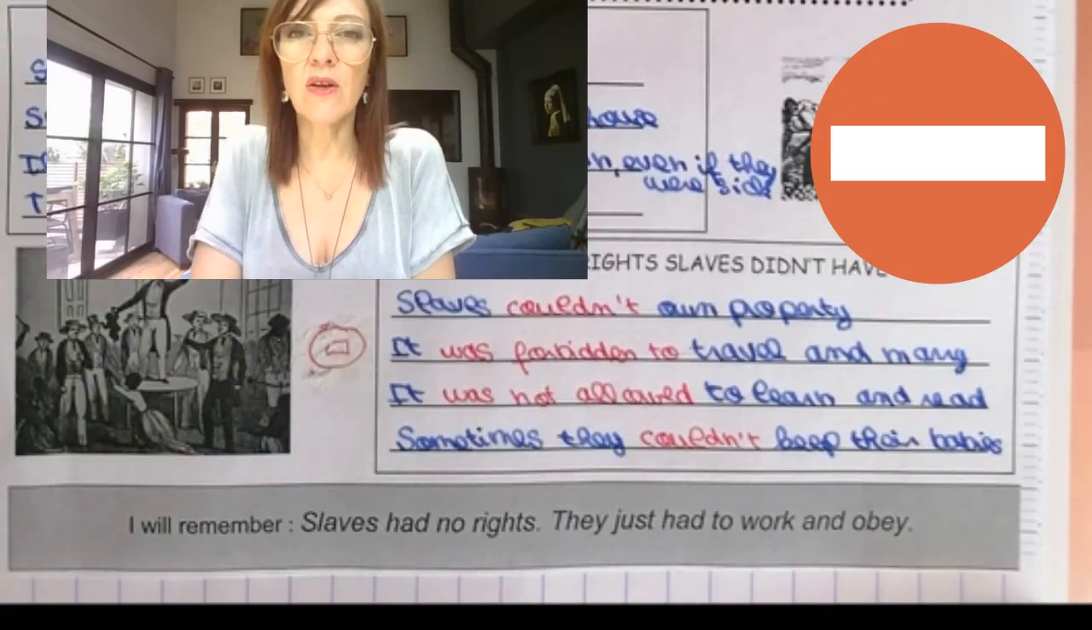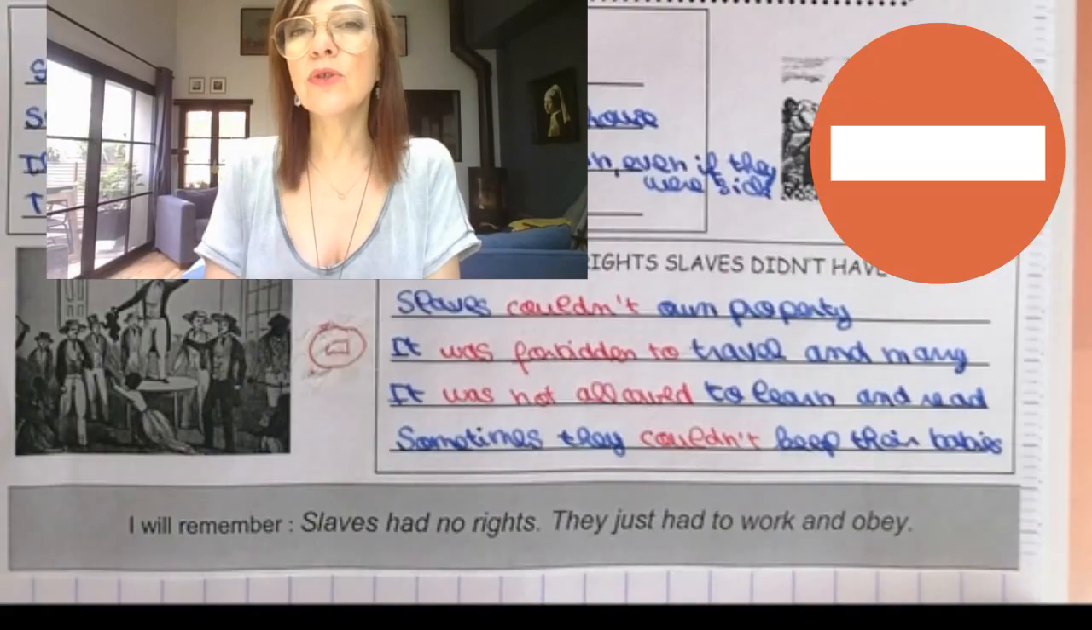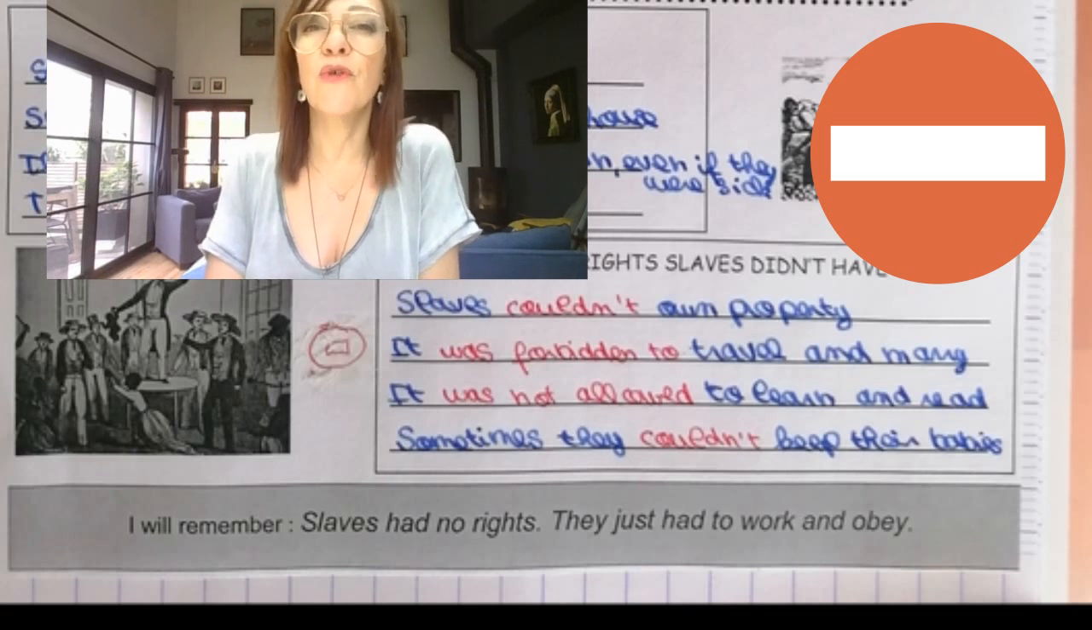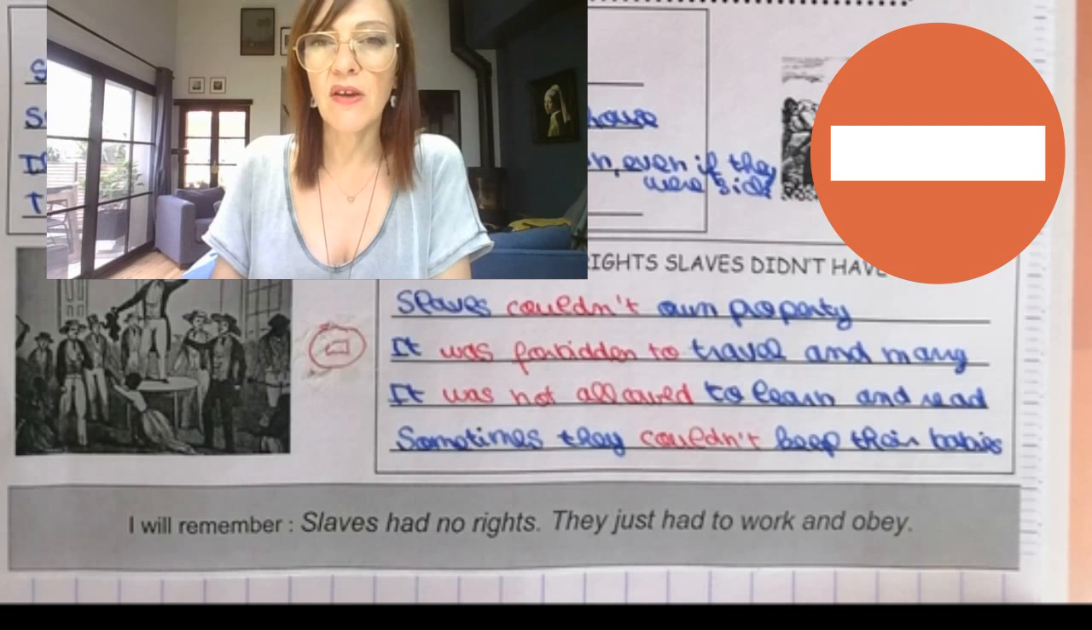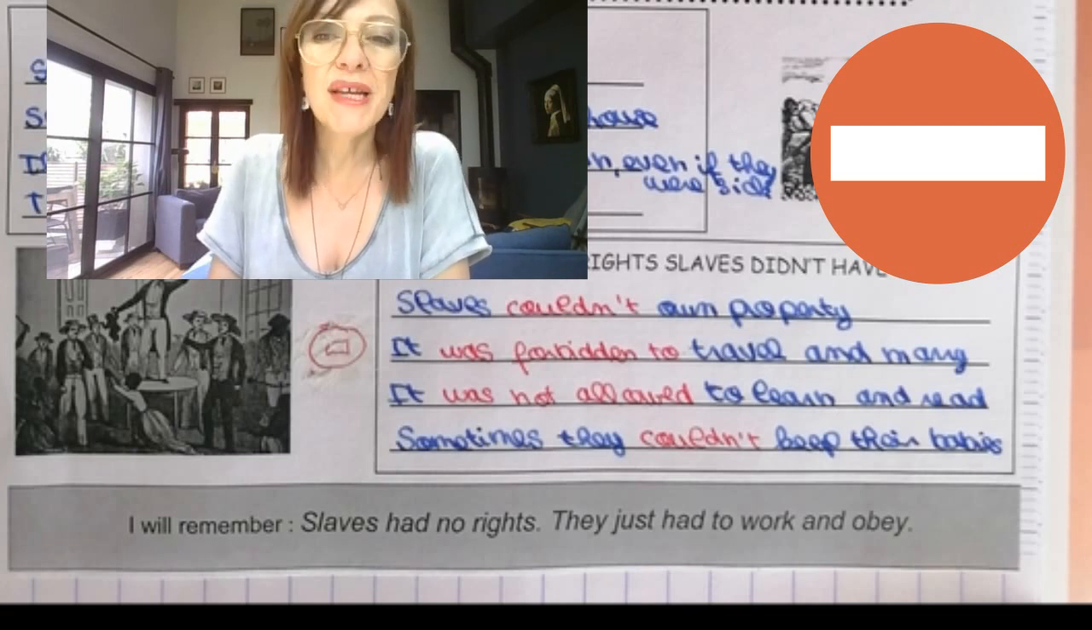And for this, we used 3 different expressions. We said that they were not allowed to do something, they were forbidden to do something, or they couldn't do something. For example, we said they couldn't own property and it was forbidden to travel and marry.